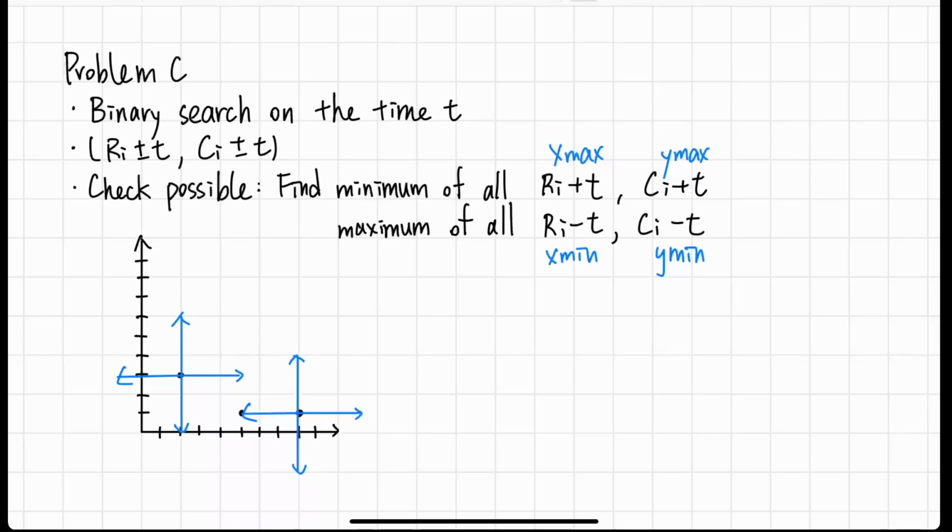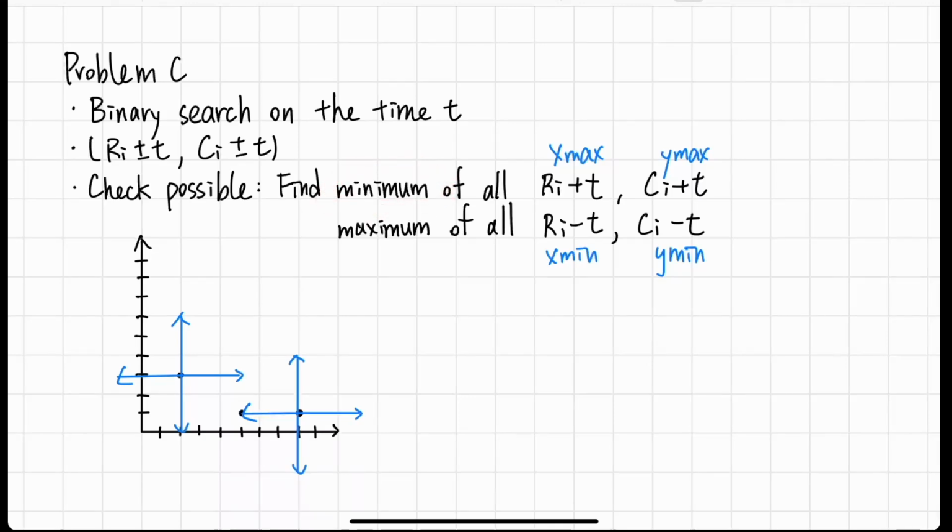So we do this because Ri plus t is the maximum x value that any person could have after time t. And we want to find the minimum of this, because if we find the minimum of this, then this means that all people would be able to reach this value of x. And that's why we find the minimum.